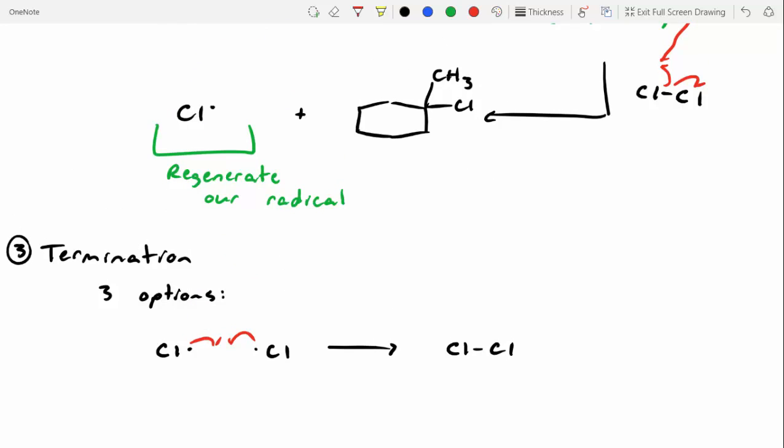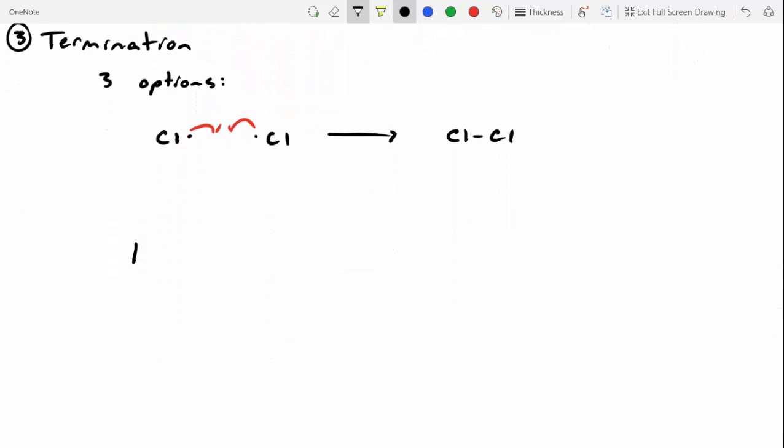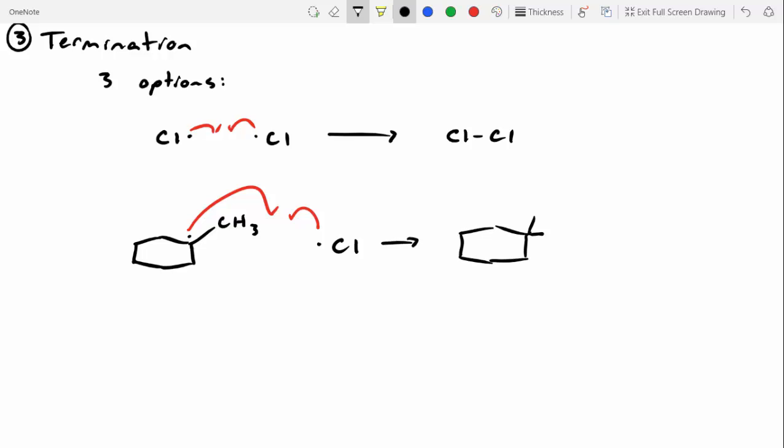I could find a radical intermediate somewhere along the reaction process. So let's draw another termination step. In solution, we might still have a little bit of this radical still floating around along with our chlorine radical. So we could have these couple together. And we can make more of our desired product. So that's another option. What do you think a third option could be?